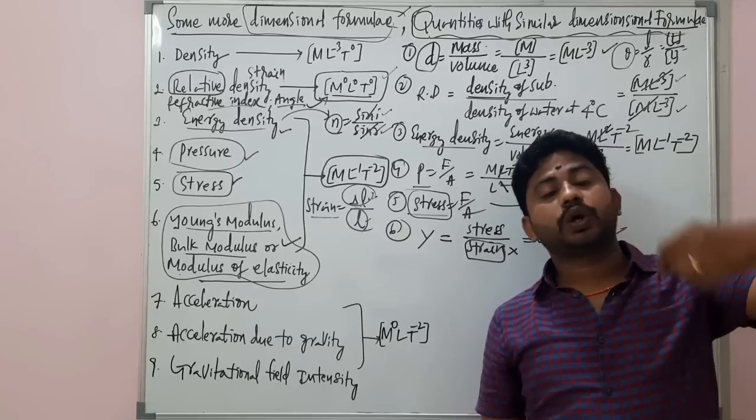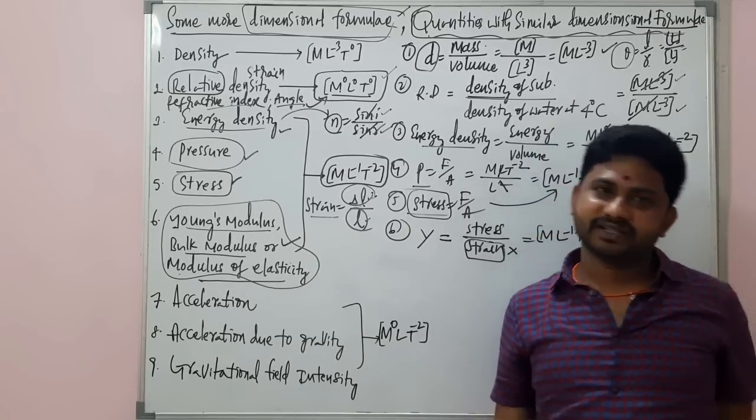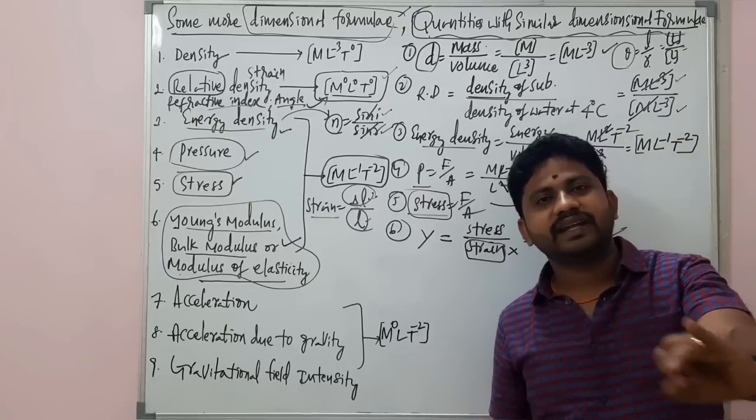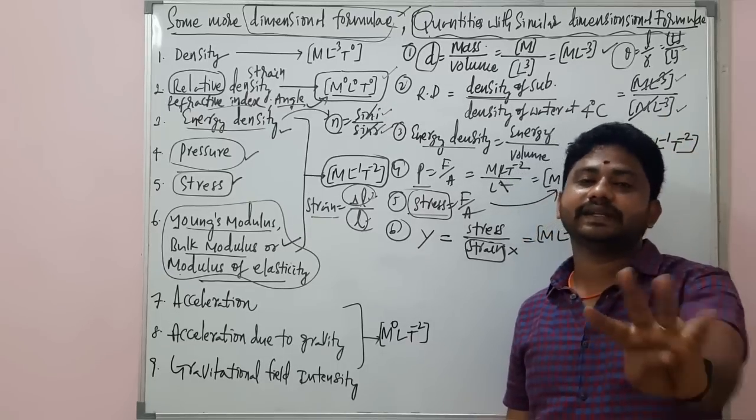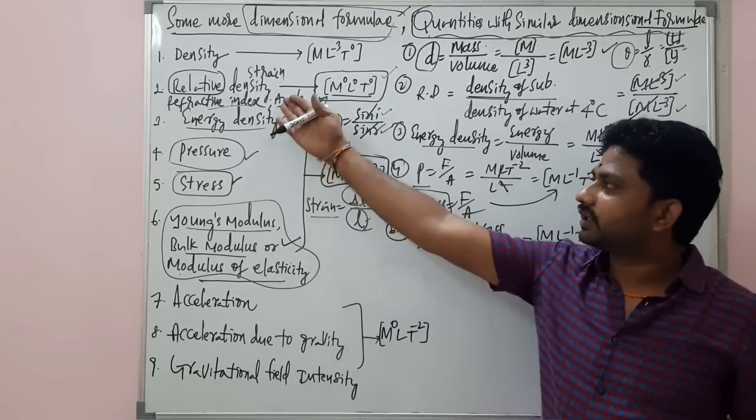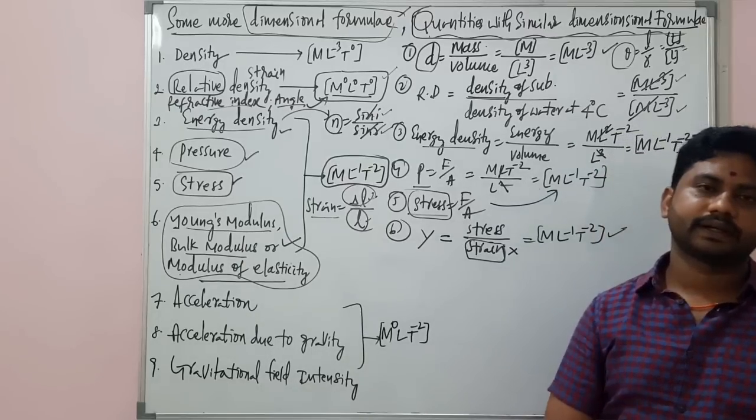Which among the following quantities will not have any dimensions? Angle, refractive index, relative density, strain. Here there are 4 and here there are 4. Clear?